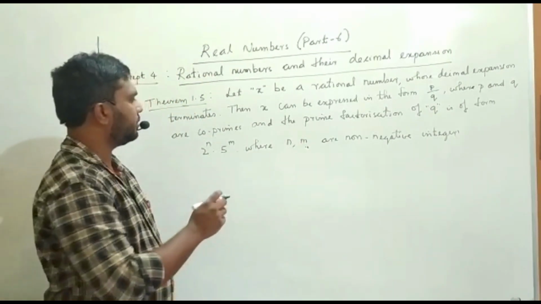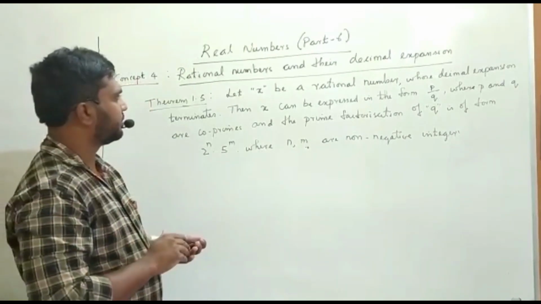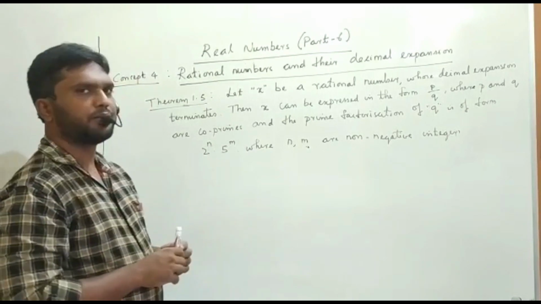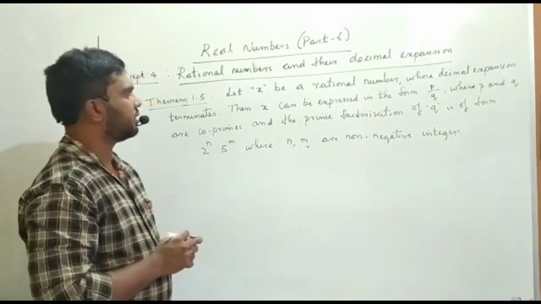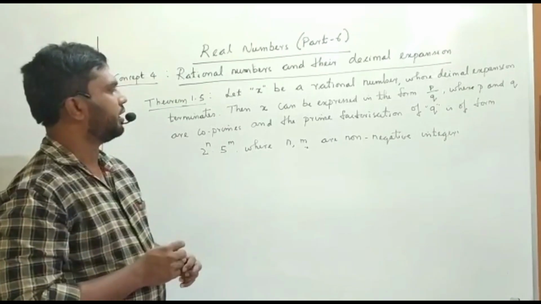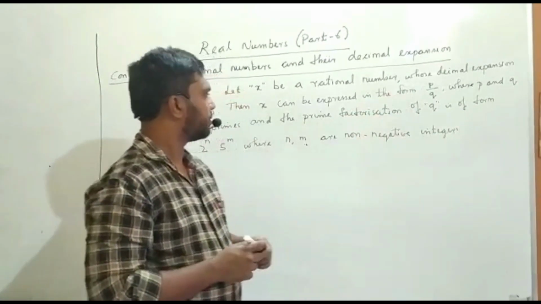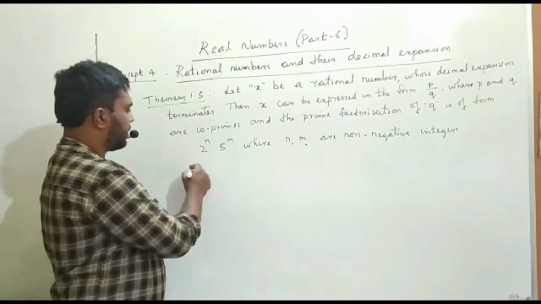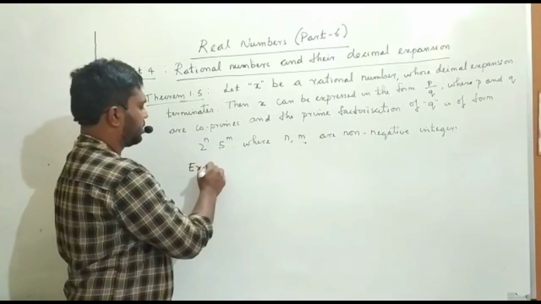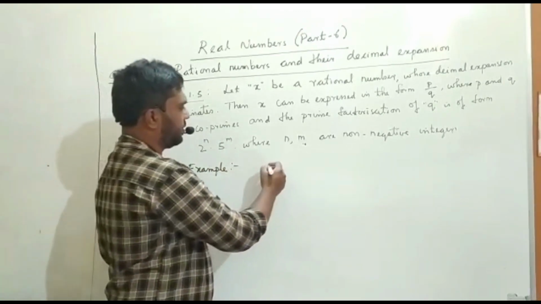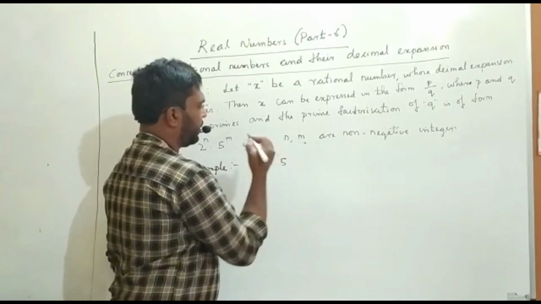So, in general to say, if it is a rational number which terminates, it will be in the form of p by q and the prime factorization of q will be of this form. For example, I will take 1.5.